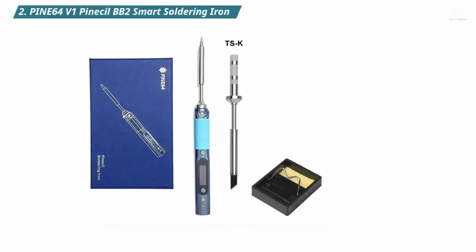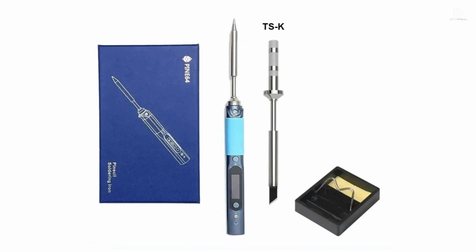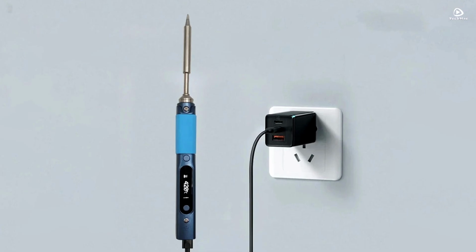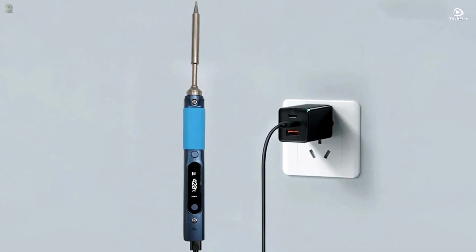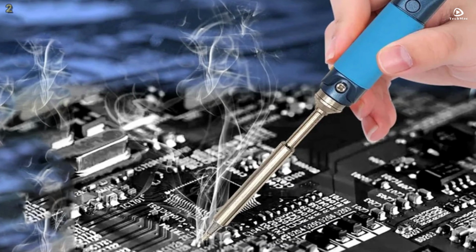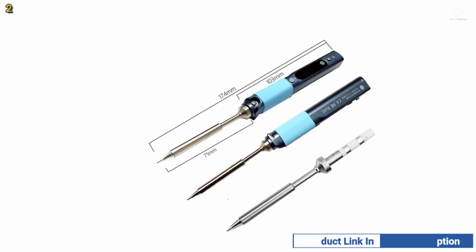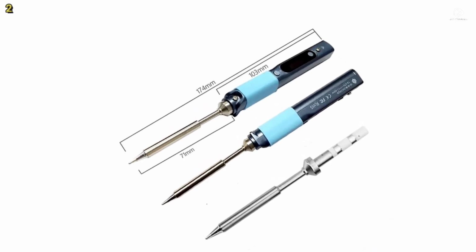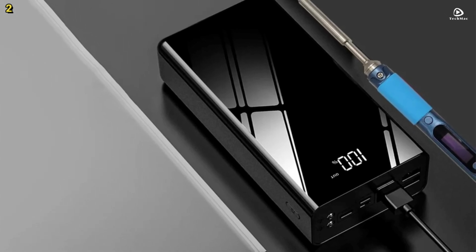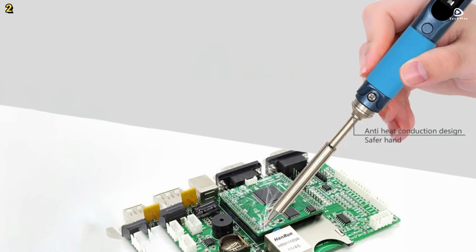Number 2. Pine 64 V1 Pinecil BB2 Smart Soldering Iron. The Pine 64 V1 Pinecil BB2 Smart Soldering Iron is a powerful and portable tool designed for precision and convenience. Weighing very little and featuring a slim, compact body, it is ideal for both stationary work and projects on the go. Equipped with a 32-bit RISC-V system on chip, this smart soldering iron delivers fast and accurate performance.